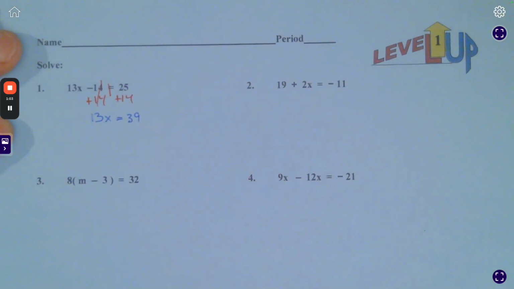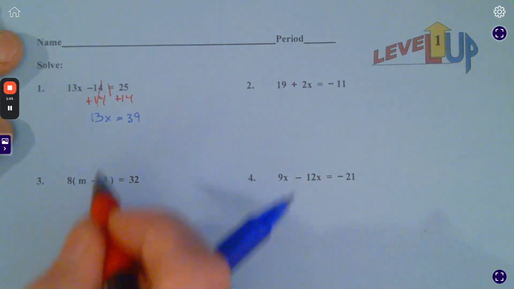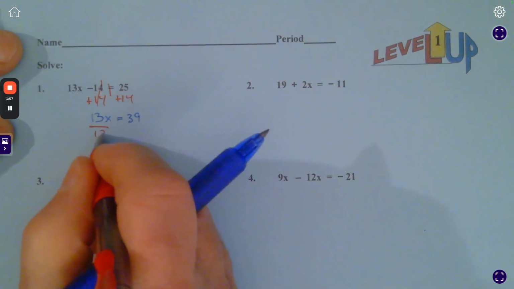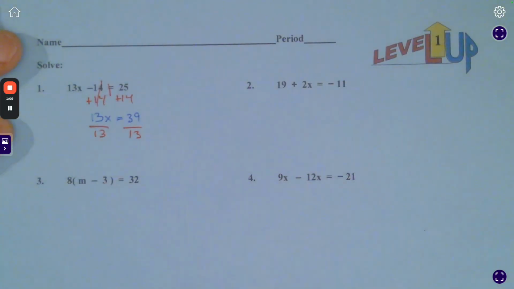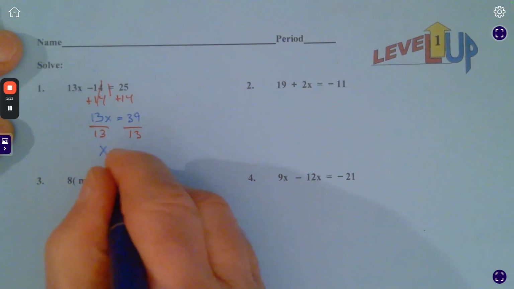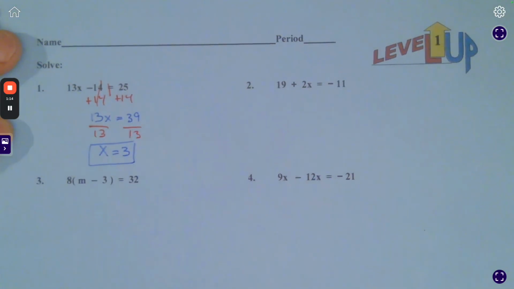Okay, now we have 13x equals 39. The inverse operation for multiplication is division. So then x equals 3. That's it. All right, let's do it again.